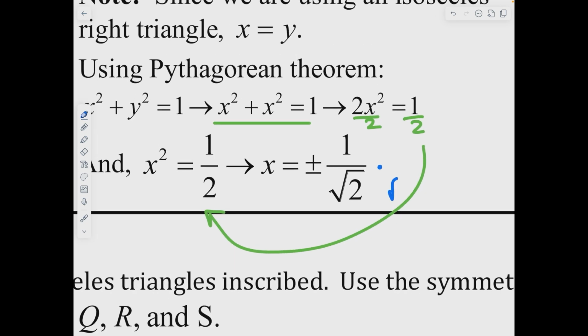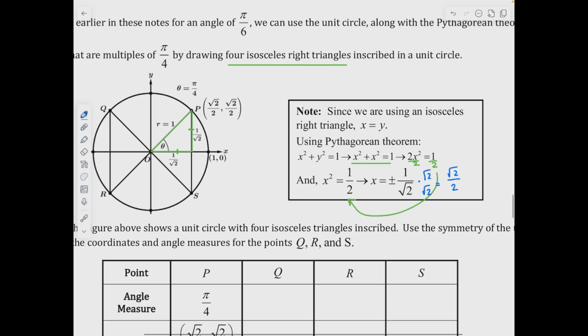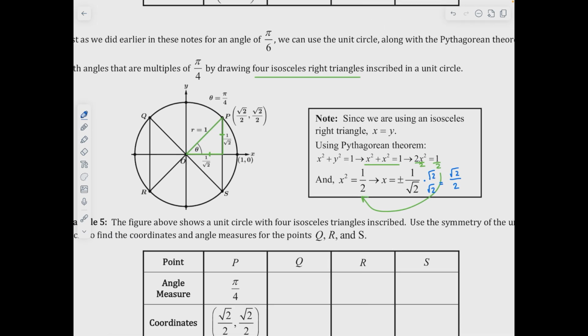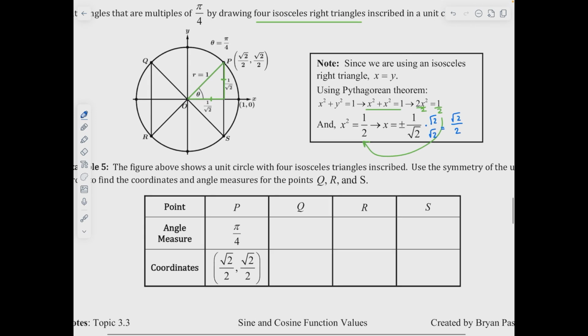Now, you learned in Algebra 2 how to rationalize the denominator. When you rationalize the denominator, it becomes root 2 over 2. So 1 over root 2 is the same thing as root 2 over 2. That means the x and the y coordinates for pi over 4 are all going to be the same. So in quadrant number 2, again, the x becomes negative, the y stays positive.